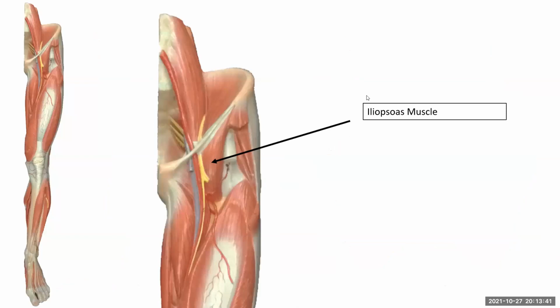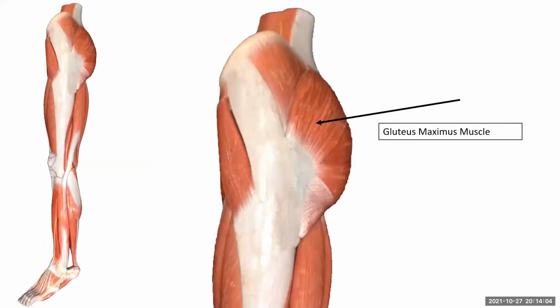All right, so iliopsoas muscle, here's the inguinal ligament, this white tissue right here. This is the anterior superior iliac spine. And we're going down here to one of our pubic tubercles, right? But we're seeing it emerge inferior to that. So this is the iliopsoas muscle, and that's going to attach onto the lesser trochanter.